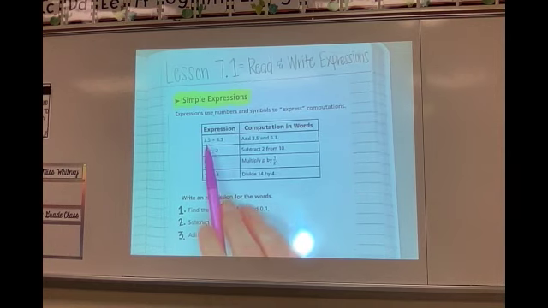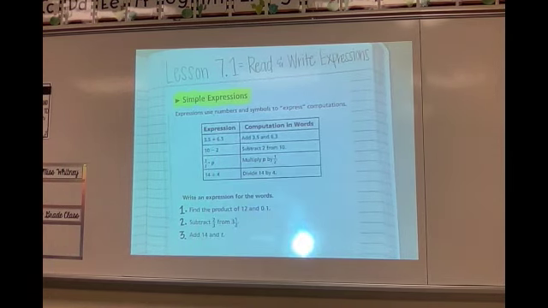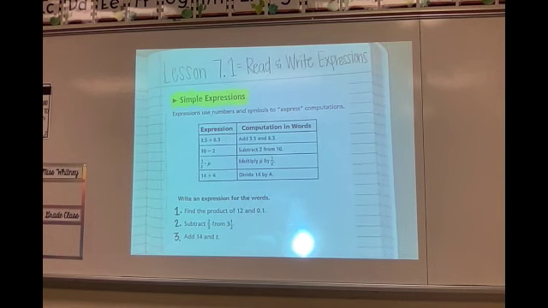An expression is just this. It's like a little equation, but there's no equal sign. It just kind of tells me what I would do with some numbers. We do not actually solve it. An expression is just to look at because there's no equals. If there was an equal sign, then I know I need to find the answer. But if there's no equal sign, I don't need to be finding the answer for it.